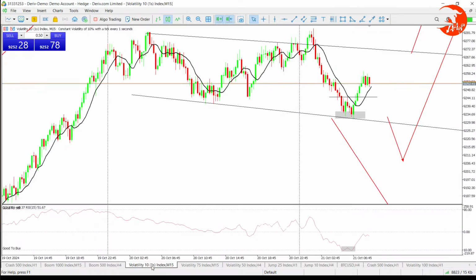V10, we had a breakout, and I said now we'll wait for a retracement, and currently we can see that a retracement on M15 is happening. Once it is done, then you can make your entries, because this was a clear double bottom and breakout on the neckline. Now retest, then make another entry for the buy.